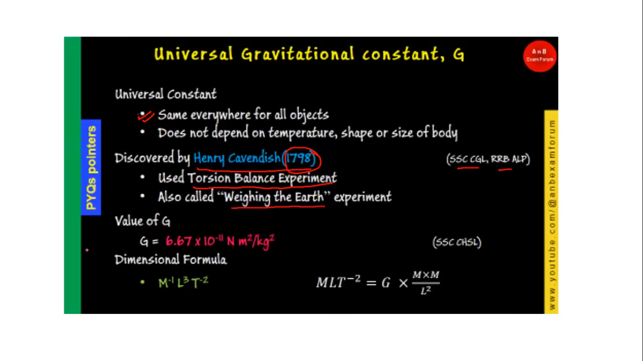The value is again very important for your exam, and sometimes they can ask you about the dimensional formula. You can derive this dimensional formula. I am not going to discuss it in today's session, but using the formula you can easily get the dimensional formula of G. Just put the mass, length and time units and get the value: it is M^-1 L^3 T^-2.